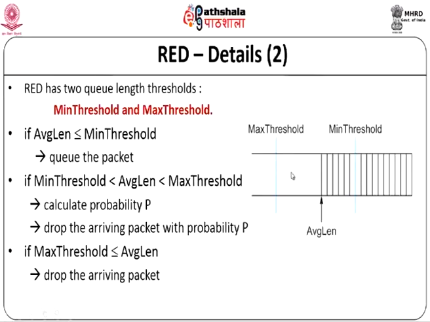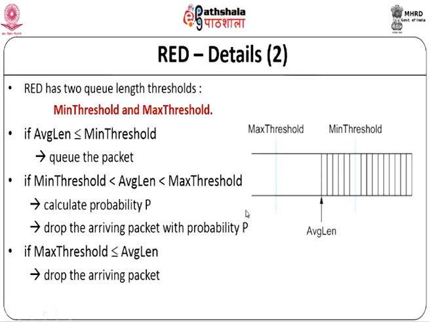it indicates that the queue is getting fuller. So now we calculate a probability value, and you drop the arriving packet with probability P. We do not drop all packets, but with some probability P we will drop packets, and this dropping probability will obviously increase as the length of the queue increases. So you need a probability calculation mechanism which ensures that. Once the average length crosses the maximum threshold, you will definitely drop the arriving packet. This is basically how the RED mechanism works.